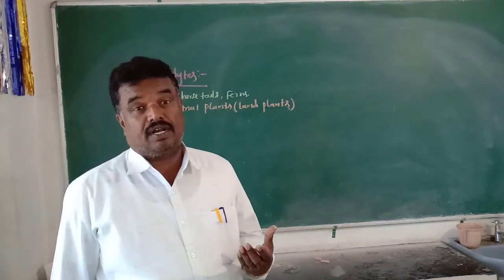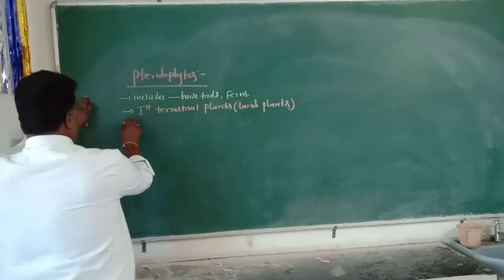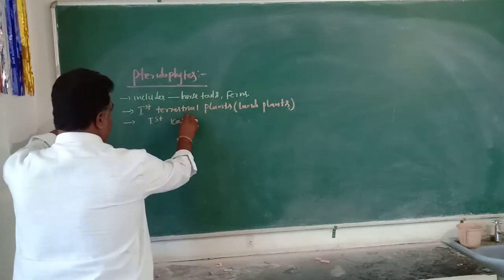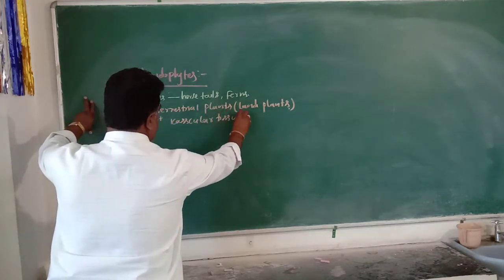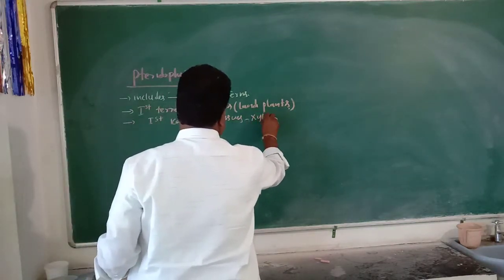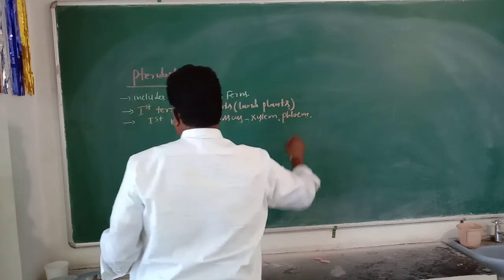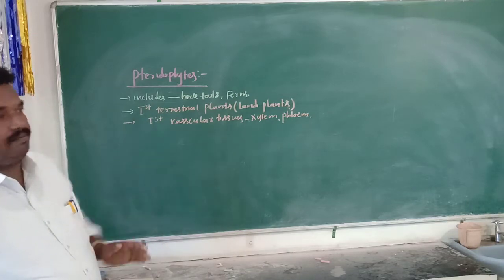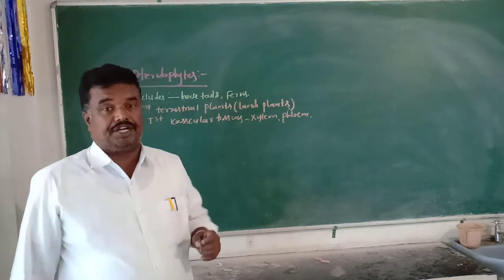Pteridophytes are the first terrestrial plants, land plants. In pteridophytes, the first vascular tissues were formed, vascular tissues like xylem and phloem. Xylem is the water conducting tissue and phloem is the food conducting tissue.